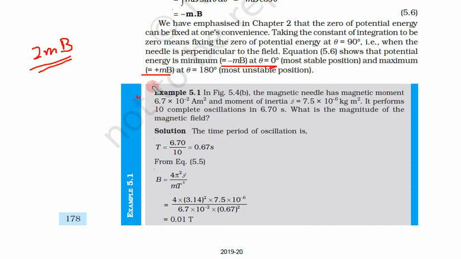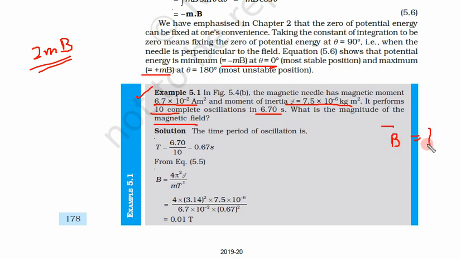Now let us solve this numerical example 5.1. So in figure 5.4b, the same figure in which a solenoid and magnetic needle is shown. The magnetic needle has a magnetic moment this much. So m is given to you. The moment of inertia I is given to you. It performs 10 complete oscillations in this much time. So what is the magnitude of the magnetic field? So you have to calculate B.